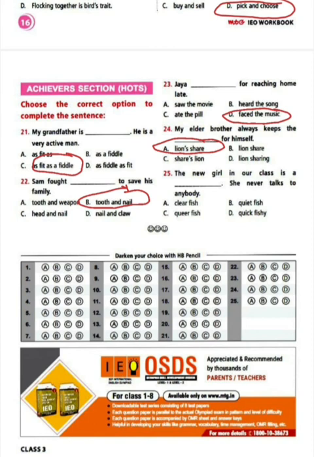And the last one, 25. The new girl in our class is a dash. She never talks to anybody. Is a queer fish. Means she is a bit strange. She is kind of strange because she doesn't speak to anyone. Because generally, when we go to a new place, new school, we try to interact with people and make new friends. But she is a bit strange. She doesn't talk to anybody and she doesn't interact with anybody.